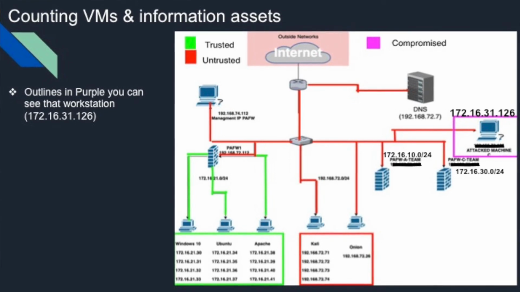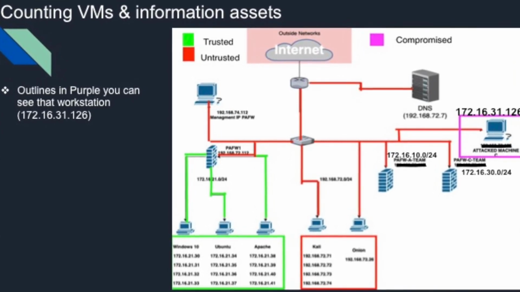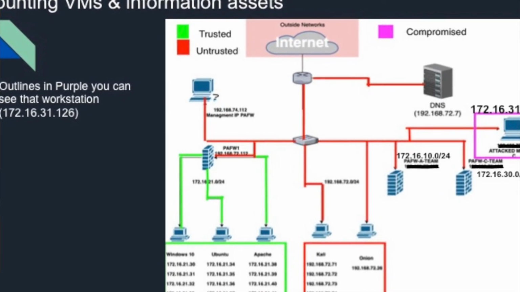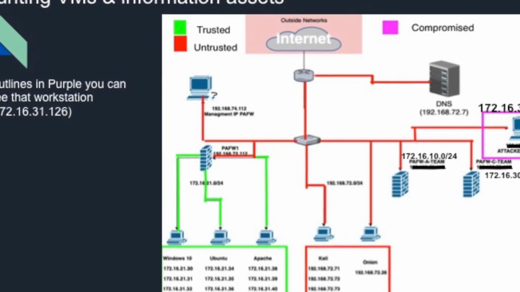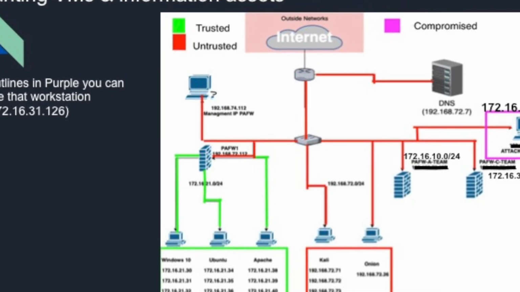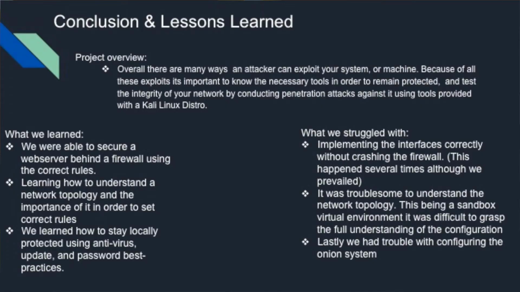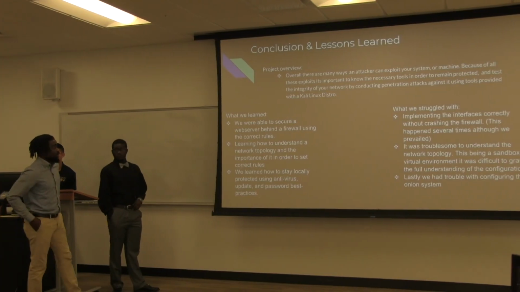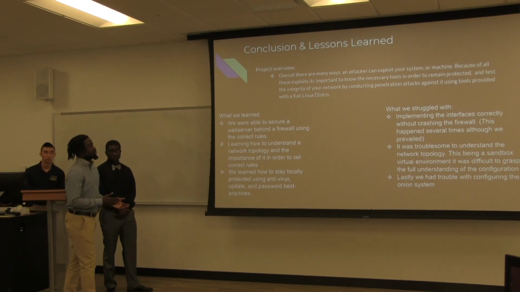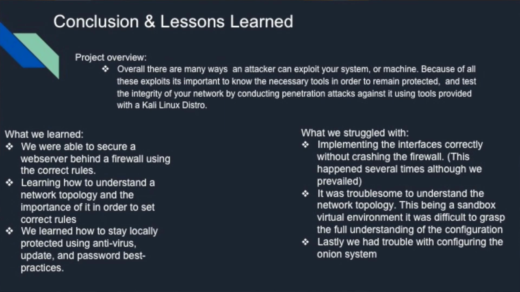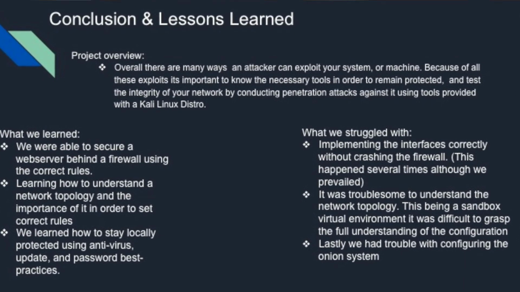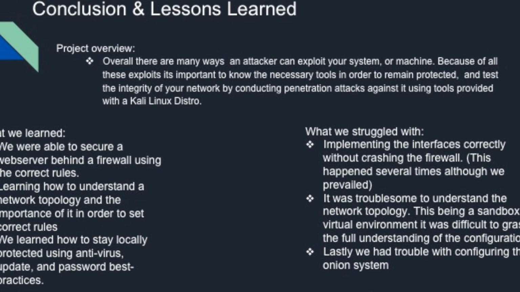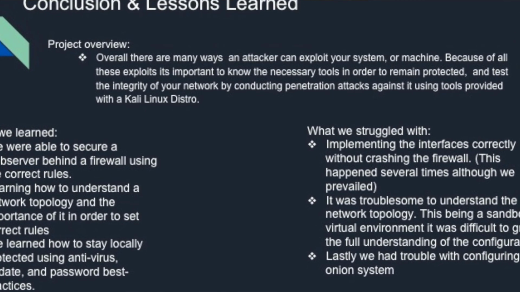Basically, this is just a topology of the network after the firewalls and after everybody had moved, and the only machine that we basically attacked, that we gained access to, was that 172.16.31.126. So the conclusion, the overview: overall there are many ways an attacker can exploit your system or machine. Because of all these exploits, it's important to know the necessary tools in order to remain protected, and test the integrity of your network by conducting penetration attacks against it using tools provided with the Kali Linux distro.